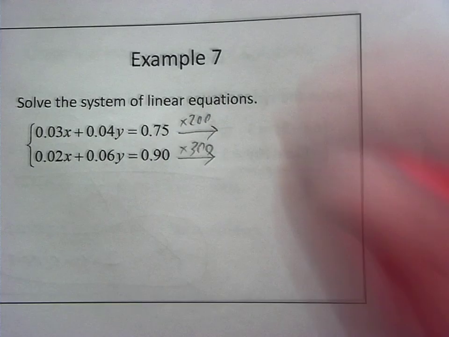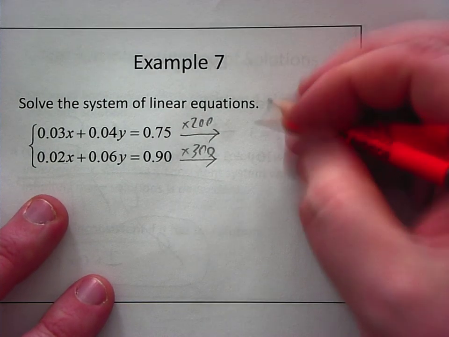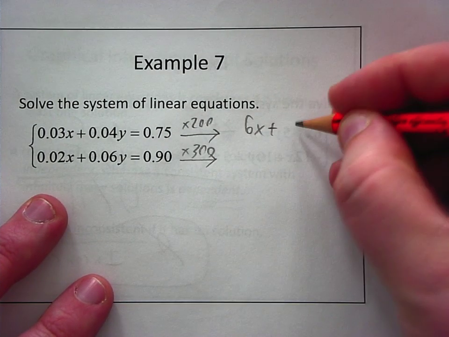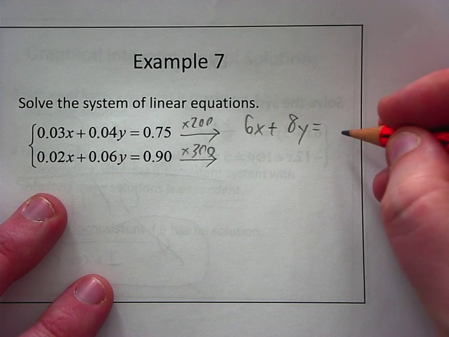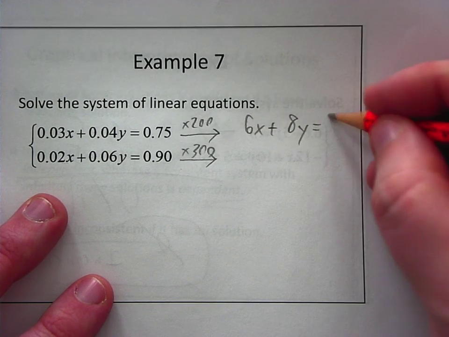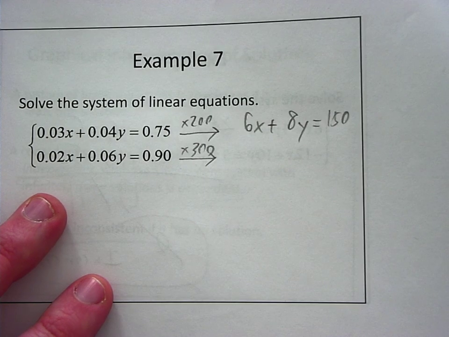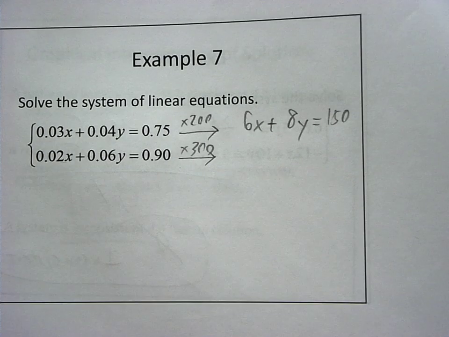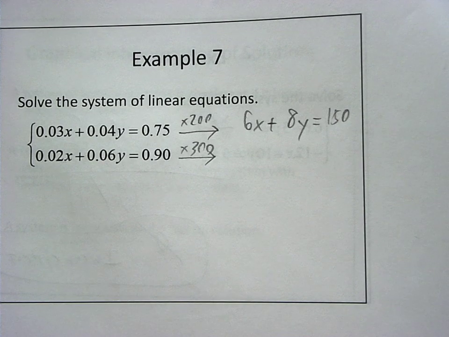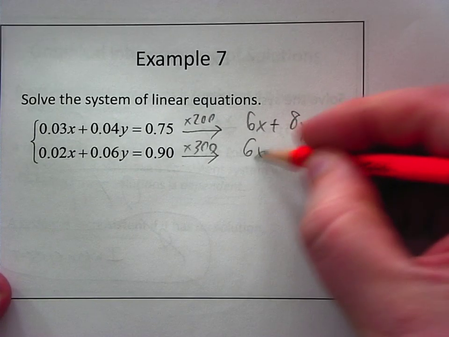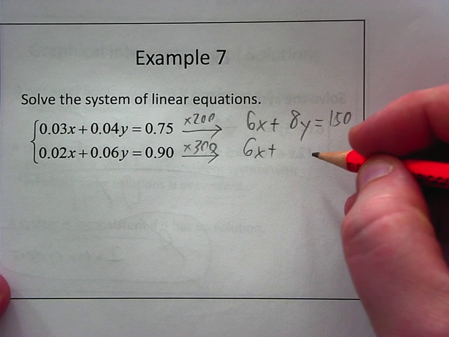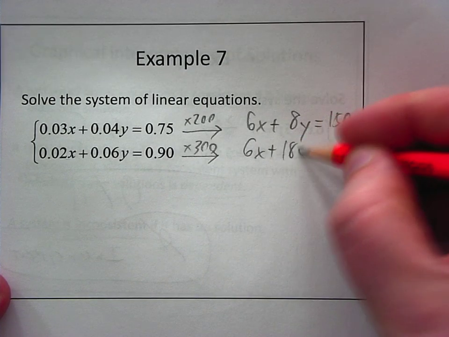So when I do that, the top is going to turn into what? 6x plus 8y is equal to 150. Okay? Because it's not 0.075, that would be 15. It's 0.75. On the bottom, you still have 6x. What do you have for the y? 18y.